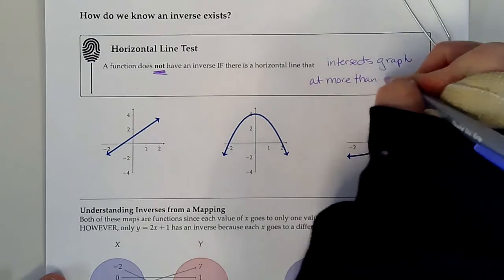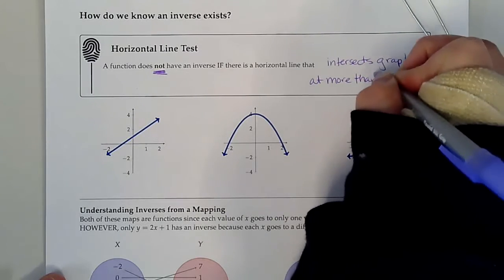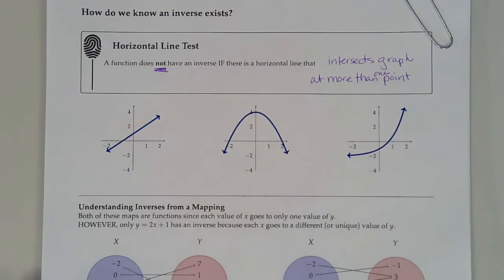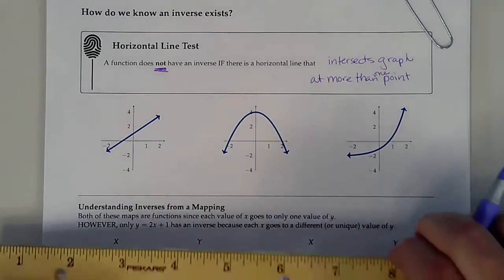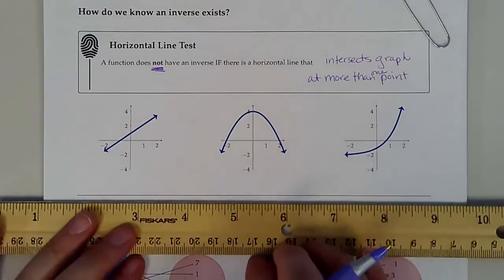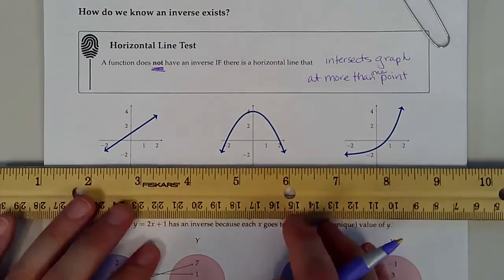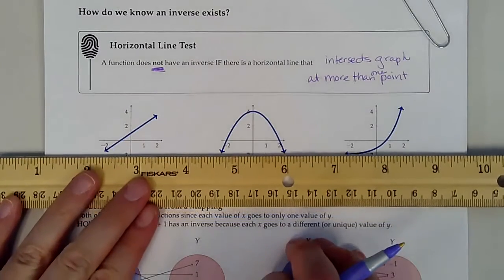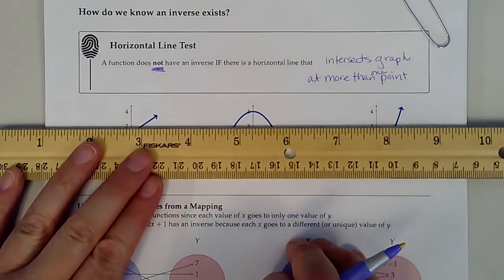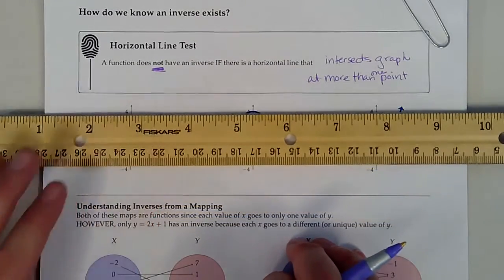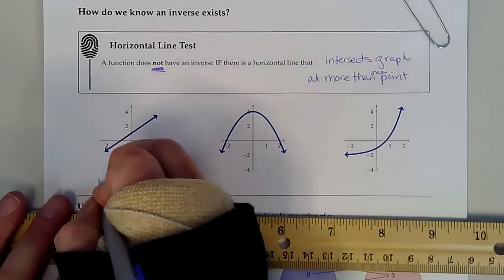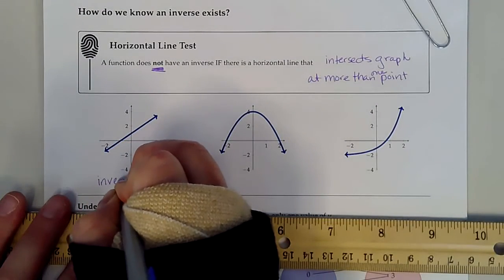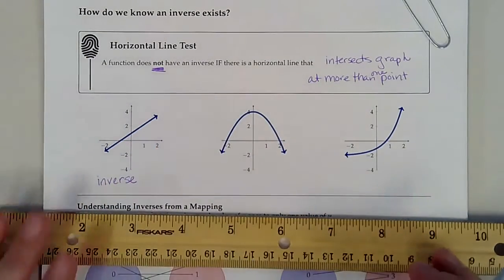Okay, so in other words, we want that horizontal line to only touch our graph in one place the whole way through. So I'm going to use this ruler to mimic a horizontal line. As I look at this first graph here, as I move my horizontal line, I see that it's only touching my graph in one place. So this first one has an inverse, or it is invertible.